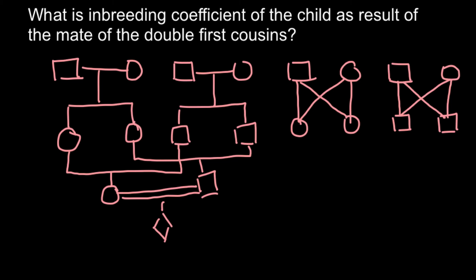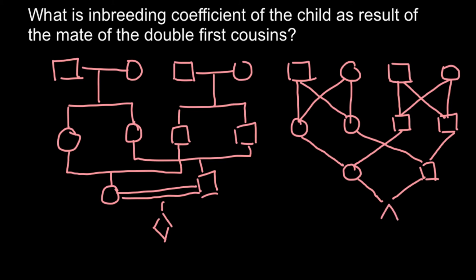And now we have a mating here that resulted in a female, and here is another mating that resulted in a male. So this is exactly what we see here. And now this female and this male also mate, and we want to find what the inbreeding coefficient of this child would be.